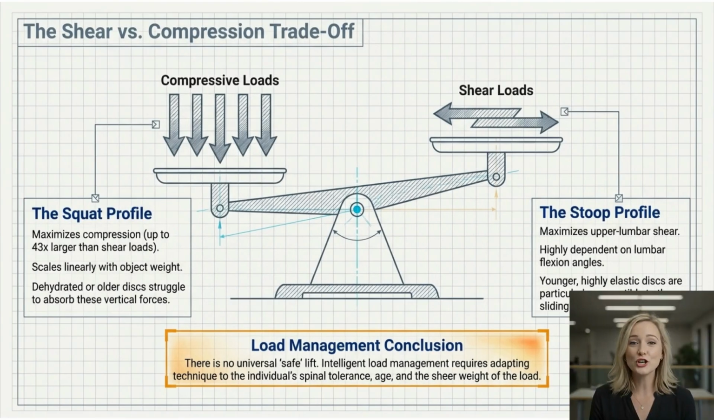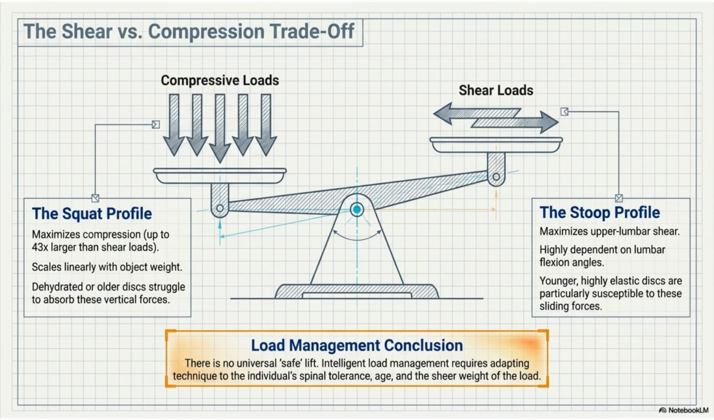We must consider the shear versus compression trade-off. The squat profile maximizes compression. The stoop profile maximizes upper lumbar shear. Intelligent load management requires adapting technique based on the individual's spinal tolerance, age, and the weight of the load.